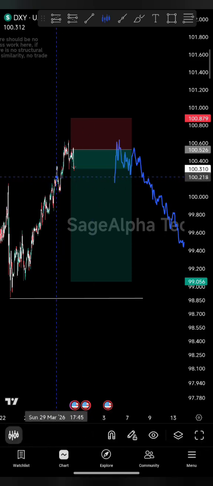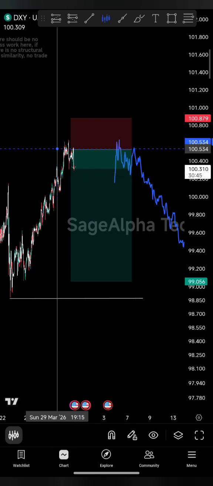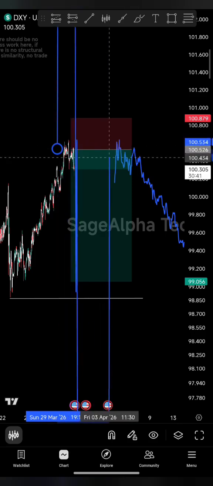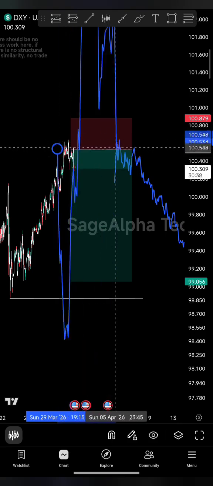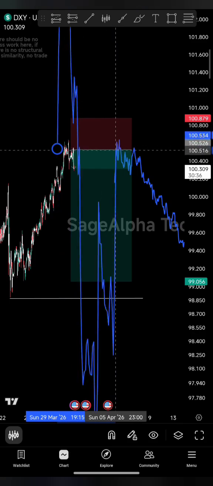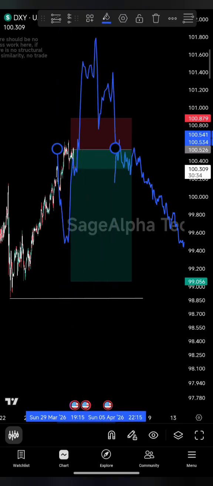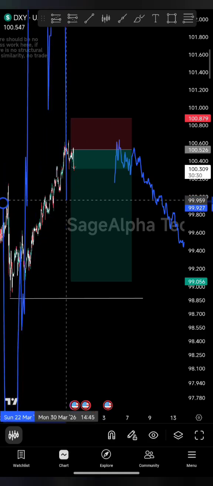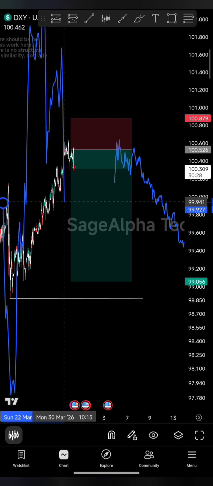When trading mirrored fractals, there should be no guesswork. If there is no structure of self-similarity, then no trade. No trade. We always want structural self-similarity when trading the mirrored fractals.